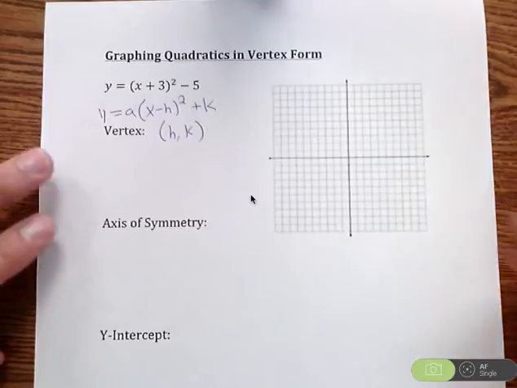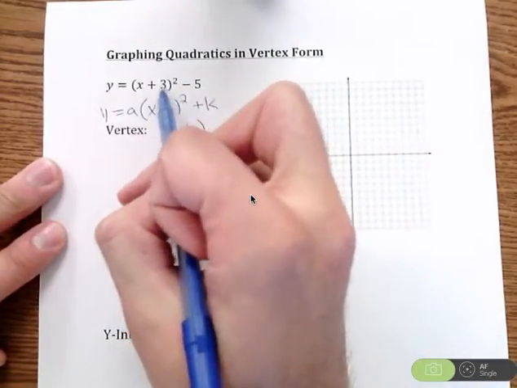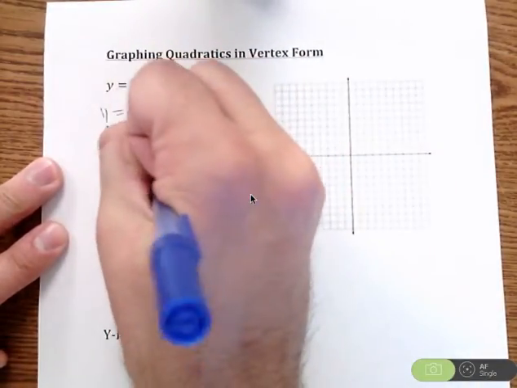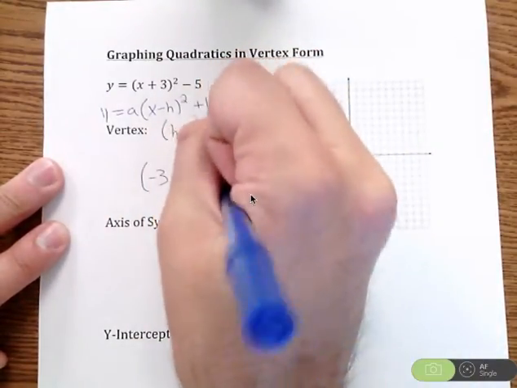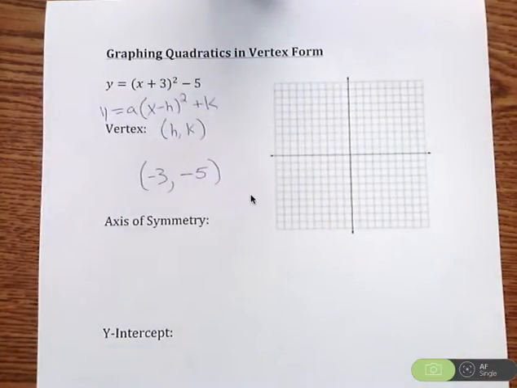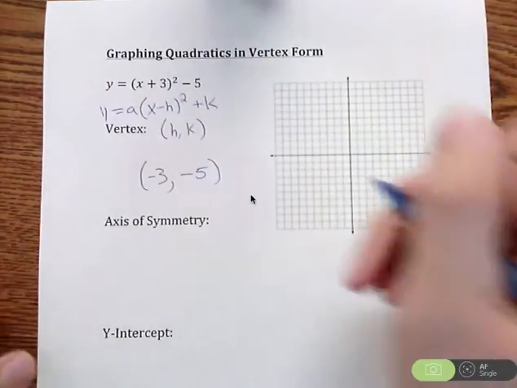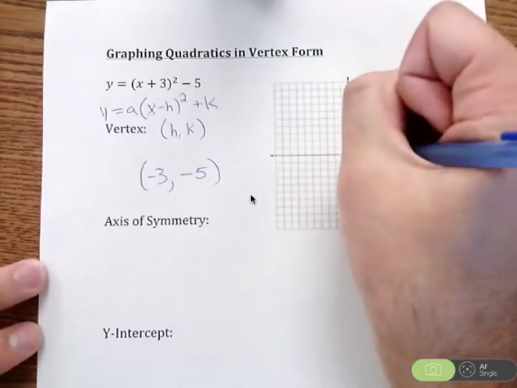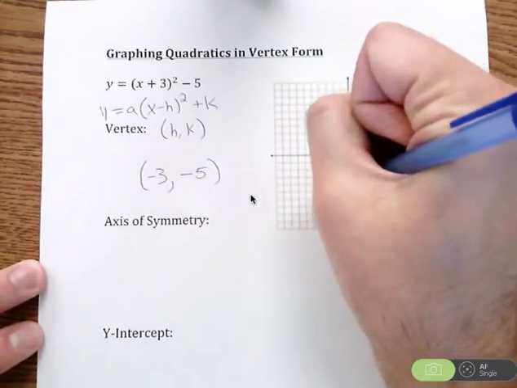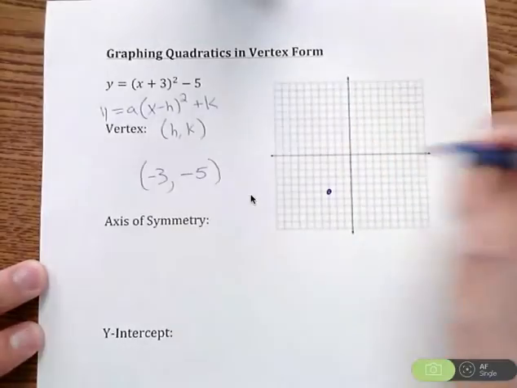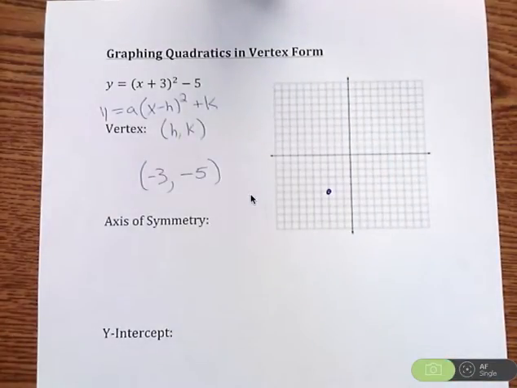So if we look at our problem, h in this problem, remember, inside is the opposite. I'm going to have -3 as my h, and then my k is going to be -5. So (-3, -5) is going to be my vertex. I'm going to go ahead and take that and transfer it over to my graph. So 1, 2, 3, 1, 2, 3, 4, 5. That gives me my vertex. Go ahead and plot that.